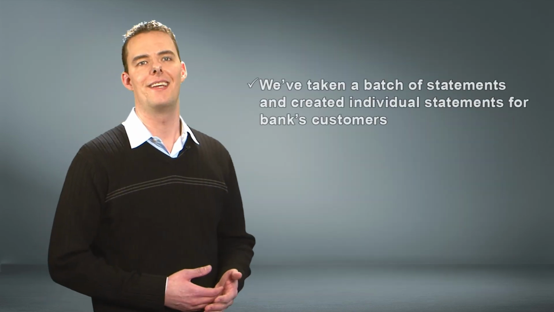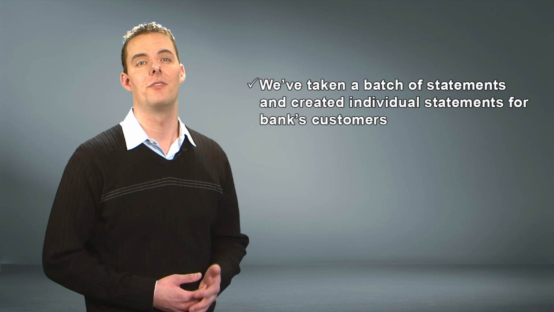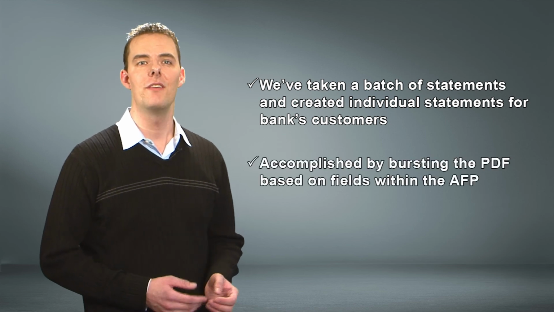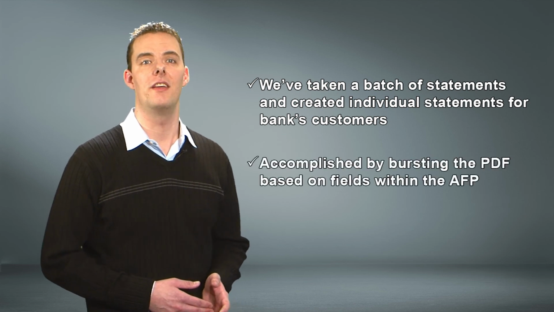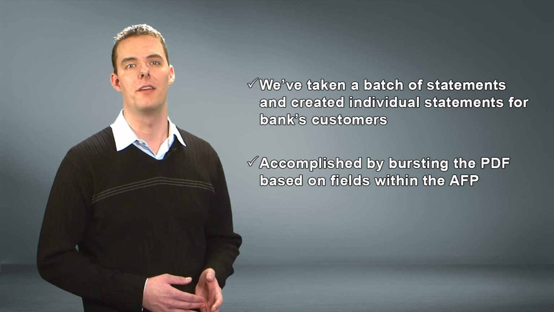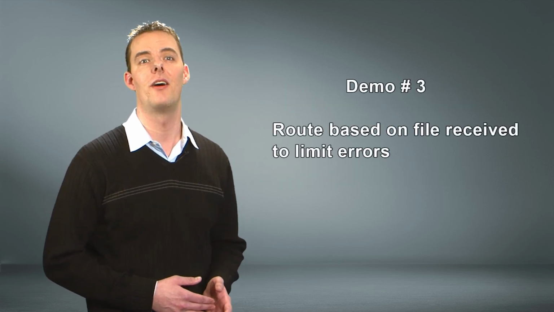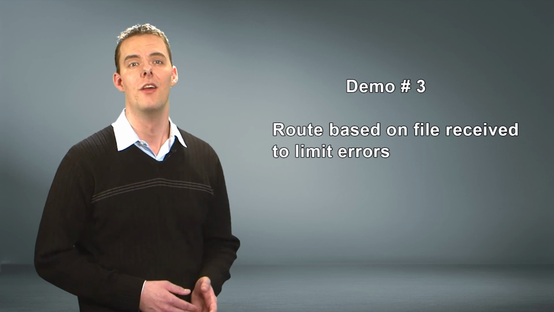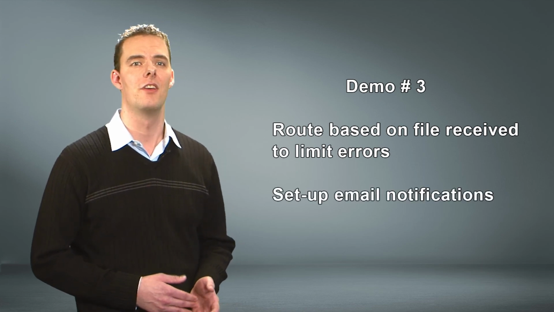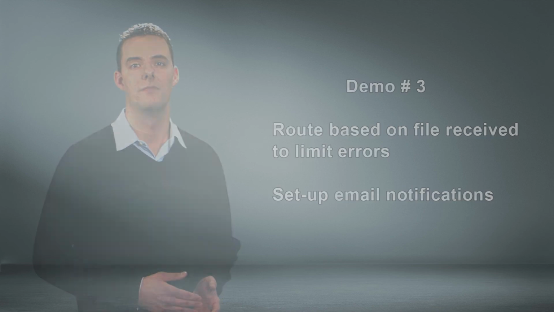What we have done here is taken a batch of bank statements and created individual statements for each of the bank's customers. We have done this by bursting the resulting PDF based on fields found within the AFP. In the next demo, we're going to route based on the file received to limit the possible errors encountered within the flow. We'll then set up some email notifications to confirm success or error.